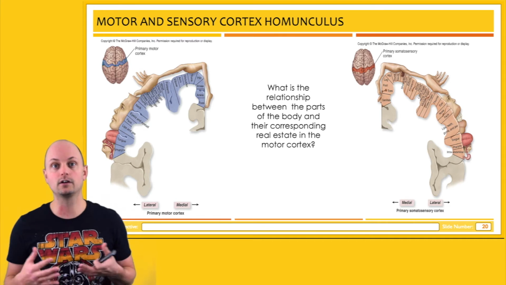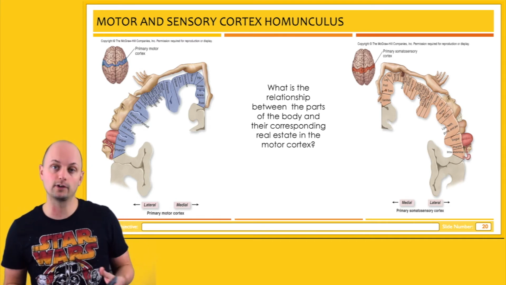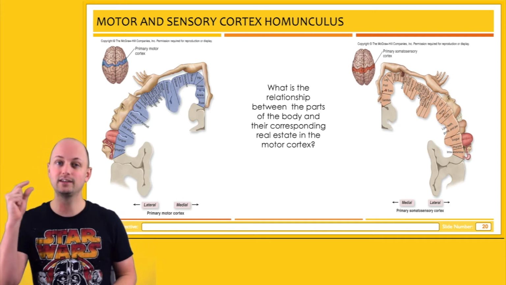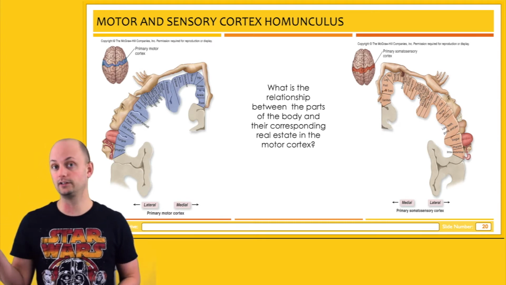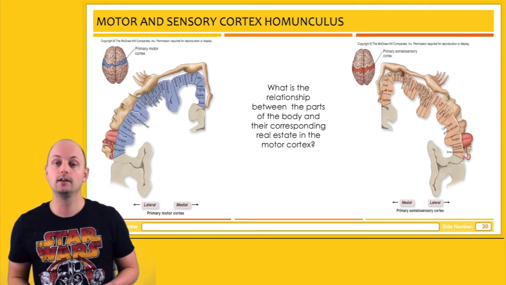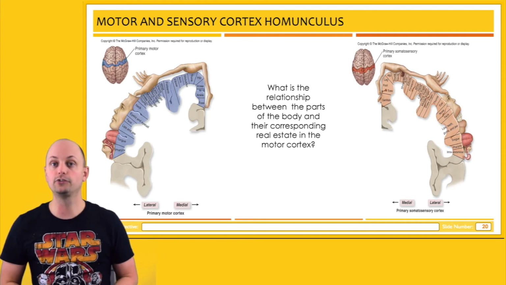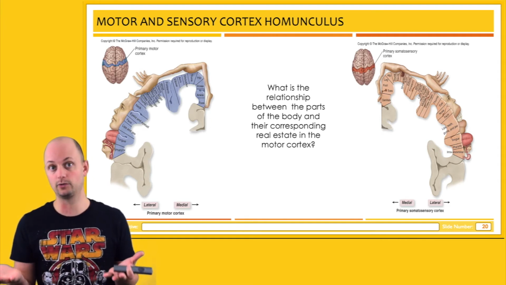You might think that a large structure like your stomach would take up a large amount of the primary somatosensory cortex as well. But it actually only takes up a small sliver. Structures like your hands, which are relatively small, and your face, they tend to take up significantly more cortical area. This is true in both the primary motor cortex and in the primary somatosensory cortex.